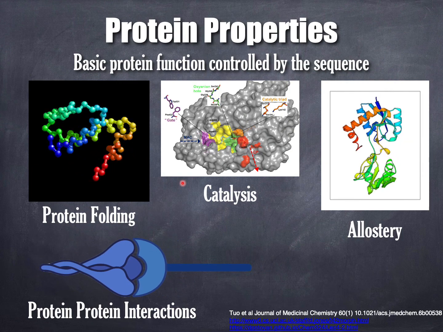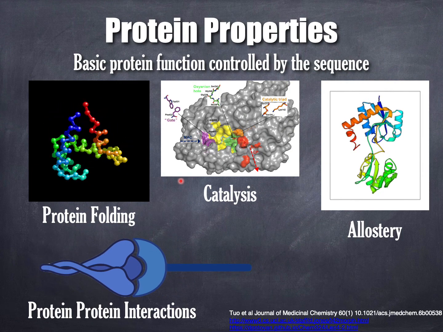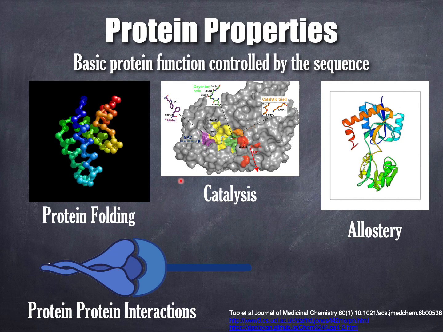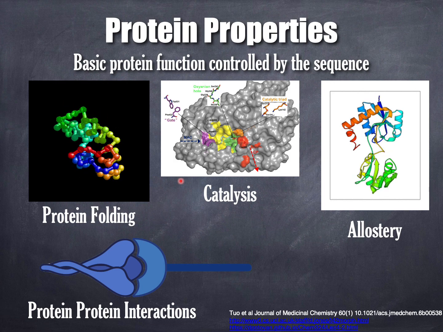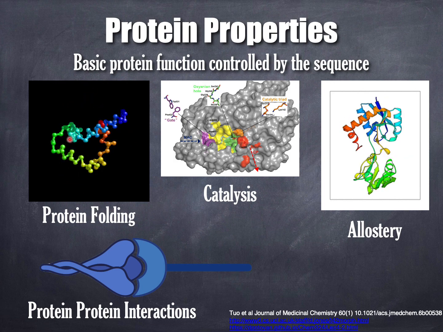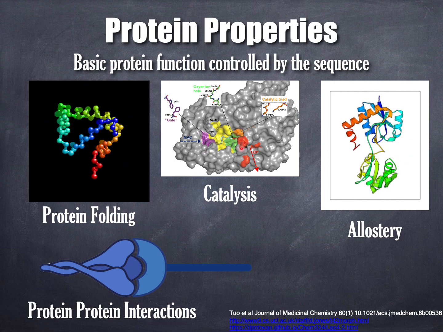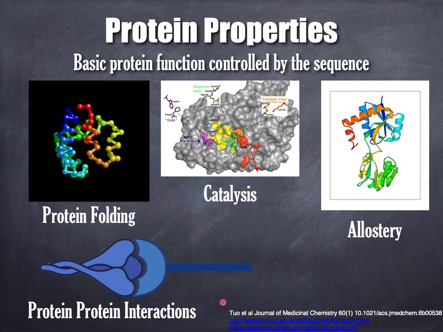The sequence of a protein controls the structure and the function of the protein itself. Typically, residues on a protein are classified according to their relevance to the particular property under study: stability, catalysis, protein-protein interactions, or allostery.